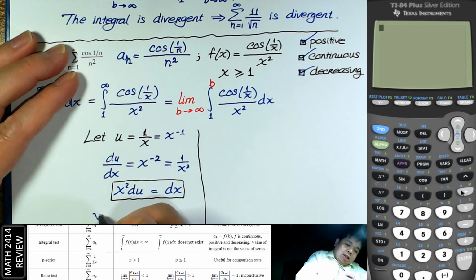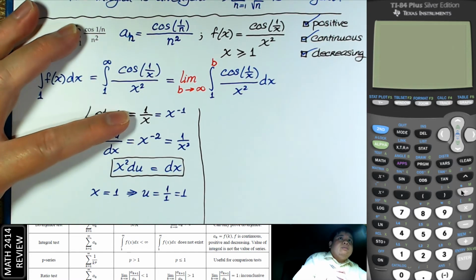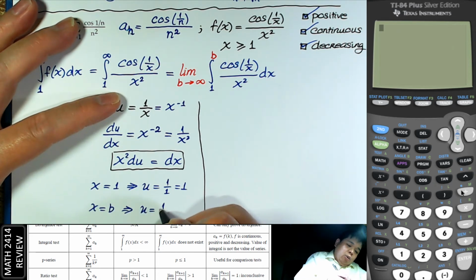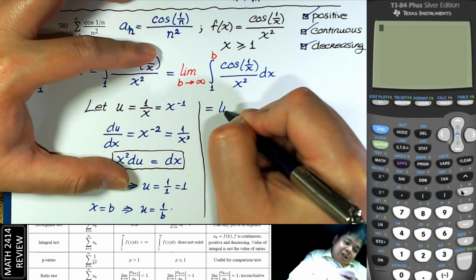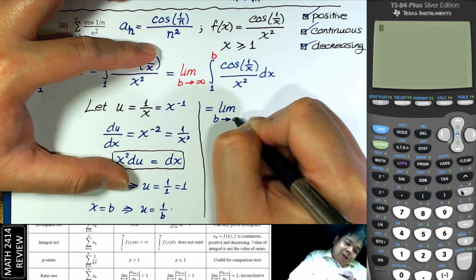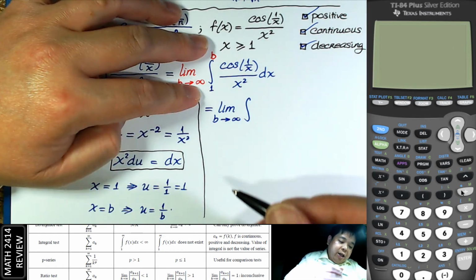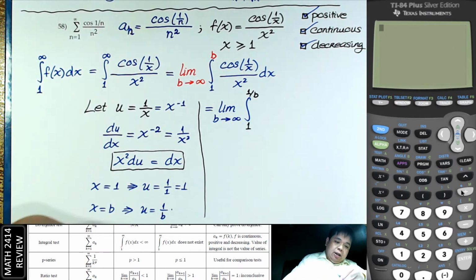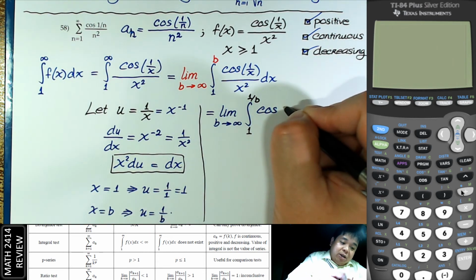So when x equals 1, u equals 1 over 1, which is 1. When x equals b, u equals 1 over b. Now the limits change. Instead of 1 to b, it goes from 1 to 1 over b. Here we have cosine of 1 over x.